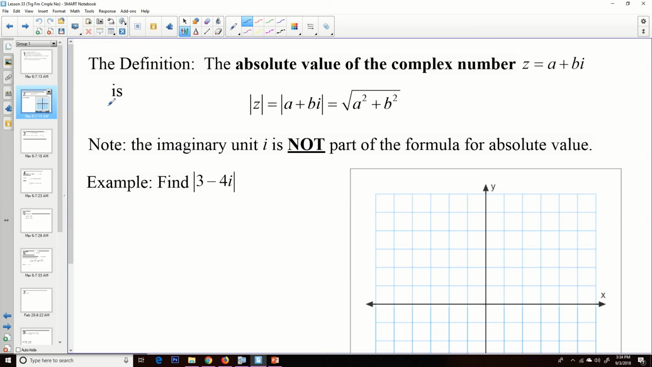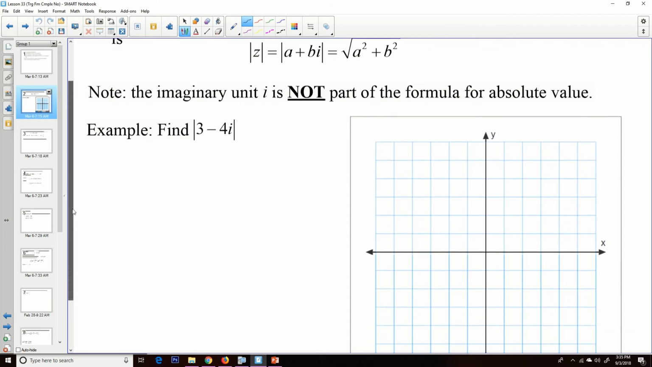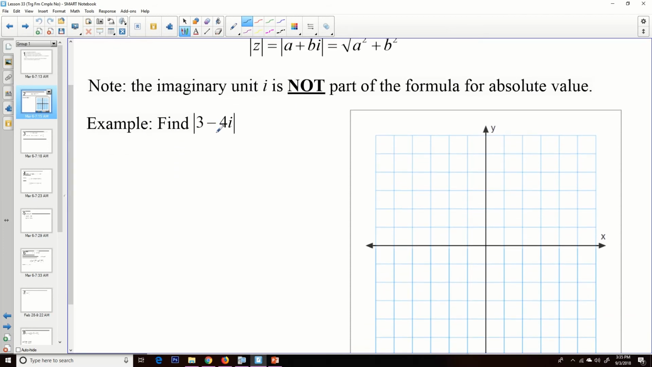So first, our definition: the absolute value of a complex number. If I have a complex number, z equals a plus bi, then the absolute value of z, which would be the absolute value of a plus bi, is going to be equal to the square root of a squared plus b squared. Please notice that i, the imaginary unit, is not in the formula for absolute value, so we kind of throw it out. Now, if you remember from Algebra 2, we talked about the absolute value of a number being the distance from 0 to a point on the number line.